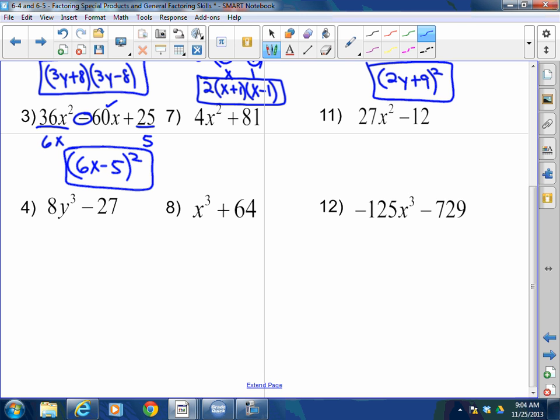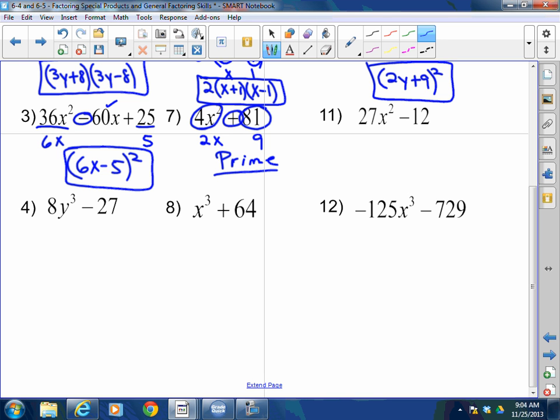Talk to me, guys. Are you seeing this? Okay. 4x squared plus 81. Is that a perfect square? 2x. Is that a perfect square? 9. Are they being subtracted or added? So this is prime. Sum of squares you cannot factor.